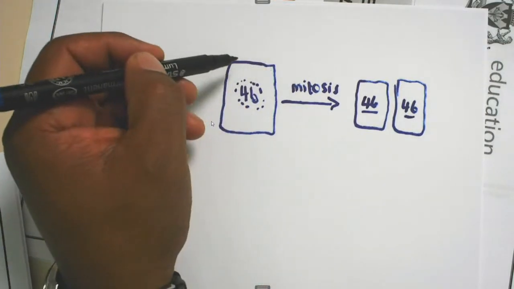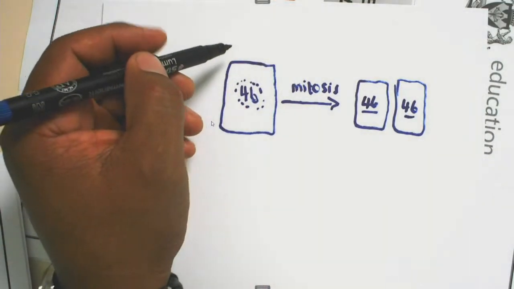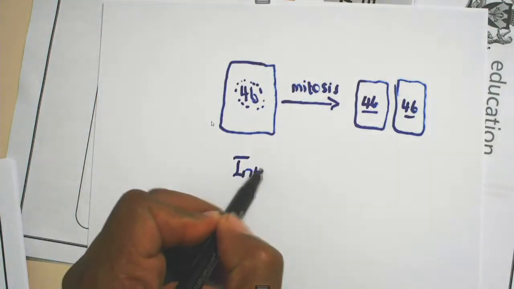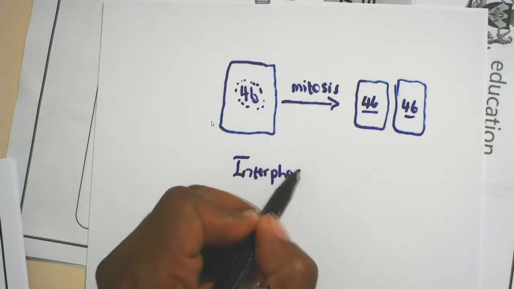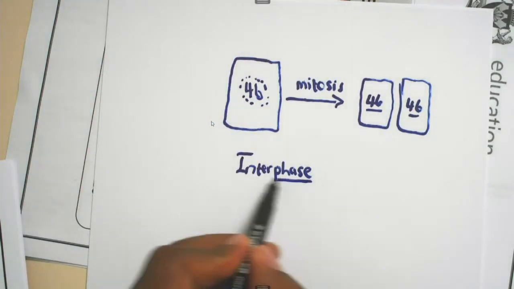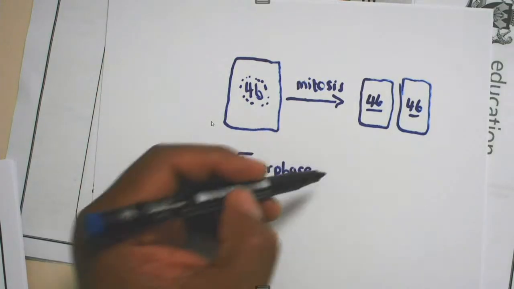Now, before a cell undergoes cell division, it goes through a phase of interphase where the chromatin network inside the nucleus of the cell will double. Interphase happens before a cell can divide.